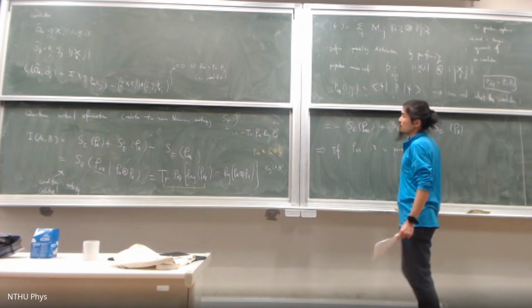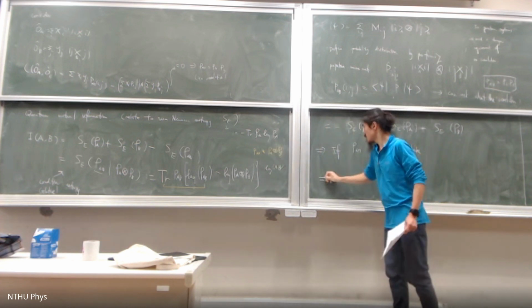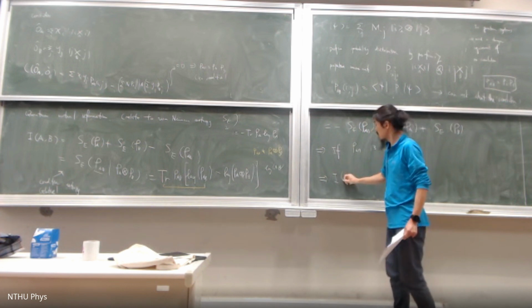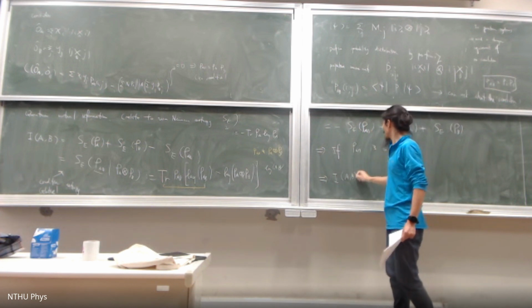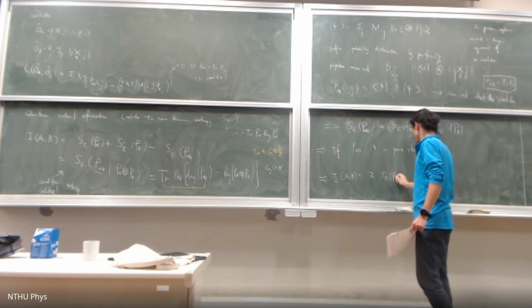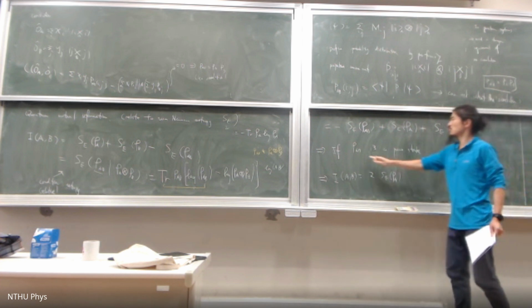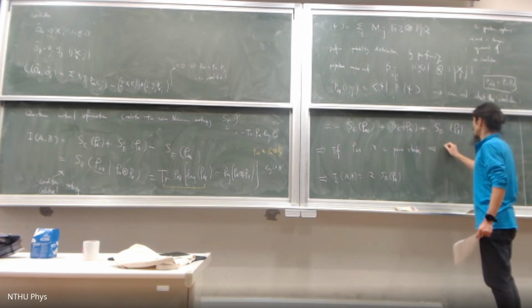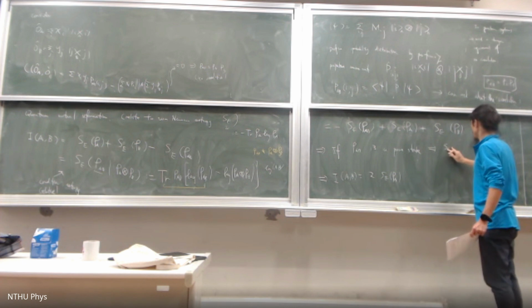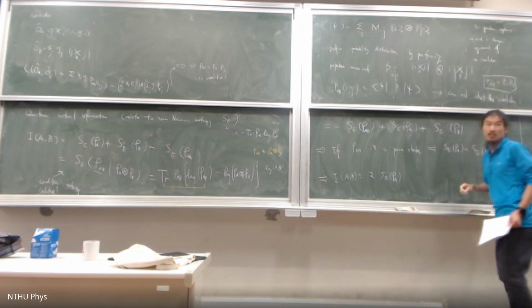So if this is pure, then this is 0, right? The mutual information will be 2 S(rho A). Because we proved this before, if rho AB is pure, then S(rho A) is S(rho B), as we showed before.